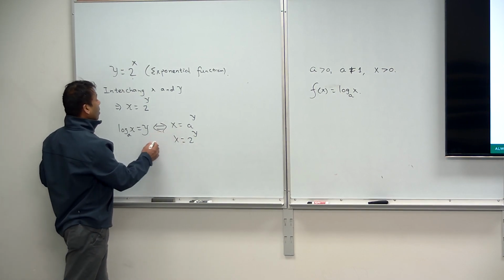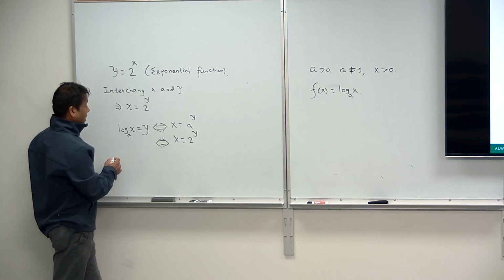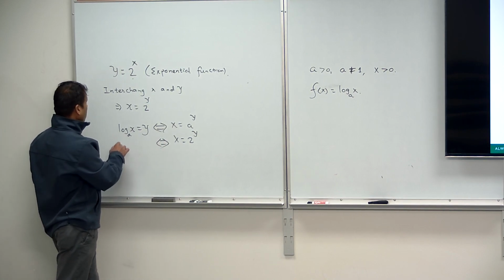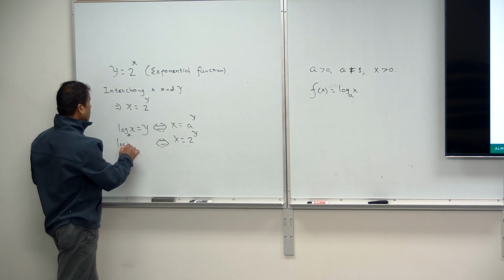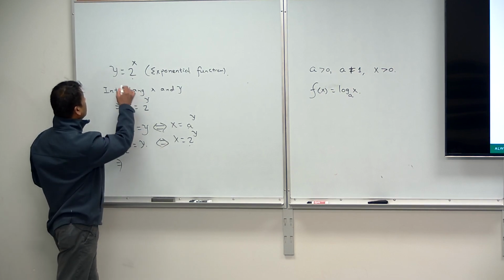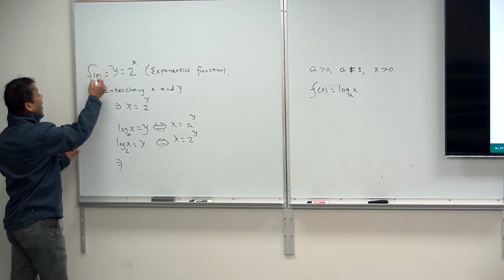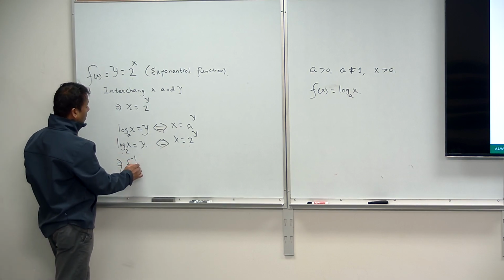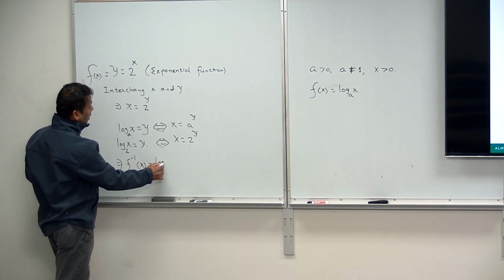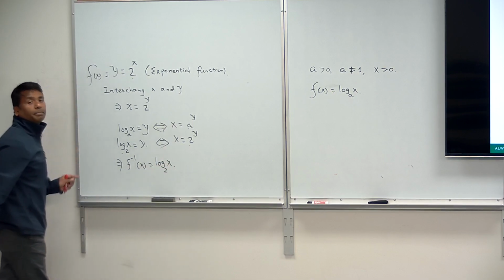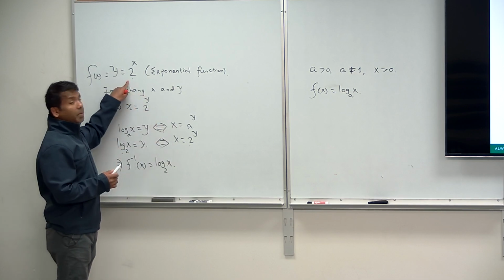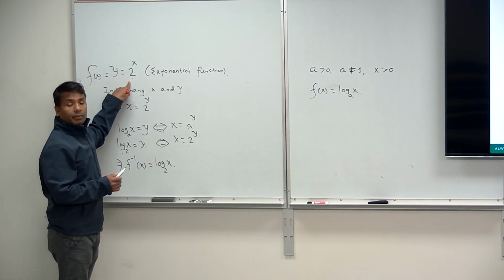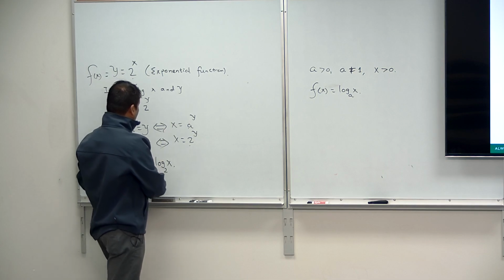So x equal to 2 to the power y will be equivalent in logarithmic form to logarithm with base 2 of x equal to y. So this is the inverse function. If this is your f(x), then f inverse x equal to logarithm with base 2 of x. This is the inverse function of this exponential function.